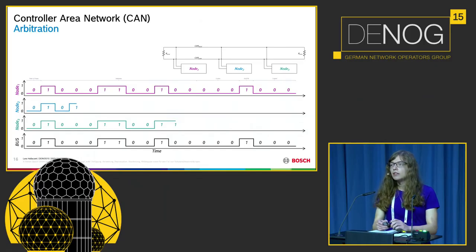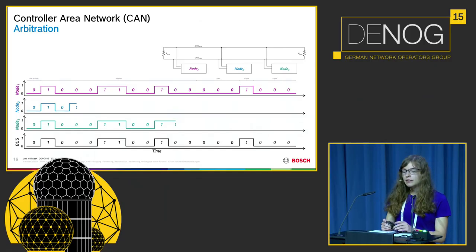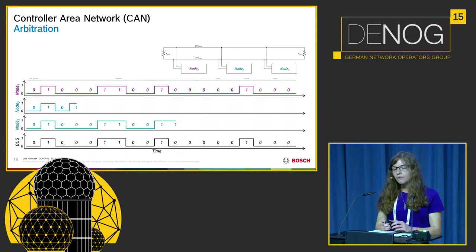So if this is not a hierarchical bus system, how is it decided who gets to talk? For this, each node at the start of a frame sends its identifier, and the identifier is treated as somewhat of a priority.